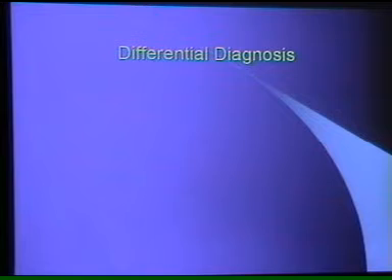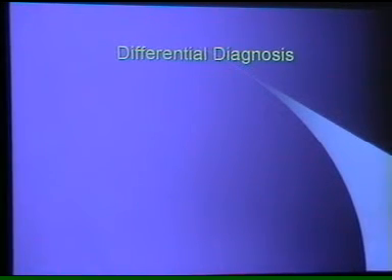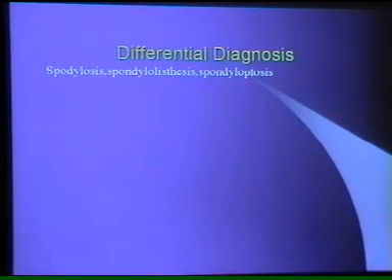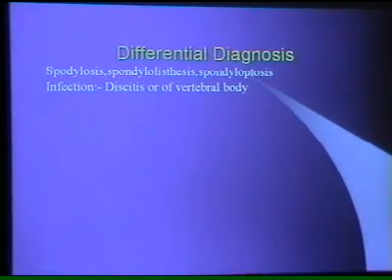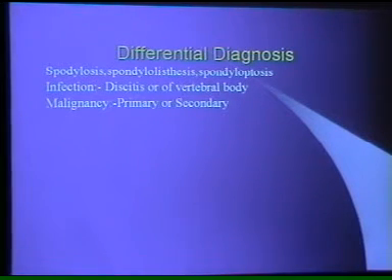Well, there's a huge list of differential diagnoses of back pain. I don't know whether you want to go through that, but I've just written it anyway. Spondylosis, spondylolisthesis, which is instability in the spine, or actual displacement of the spine, spondyloptosis. Infection, discitis or vertebral body infection in tuberculosis, for example.